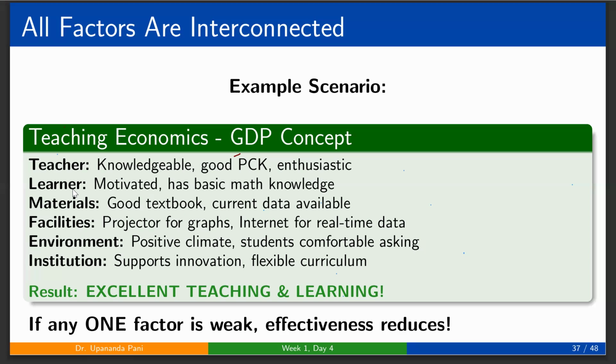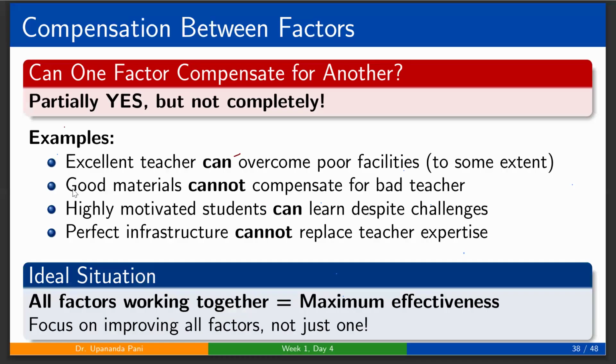Okay, so what will be the outcome? If you are having all of this in place, it is excellent teaching and learning. If any one factor is weak, then the effectiveness reduces. Now, next is compensation between the factors. As a teacher, we know that we will not get all the factors present in one institution. So, what should be our answer? Partially yes. The question is, can one factor compensate for another?